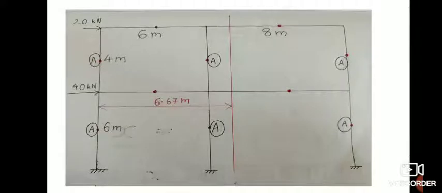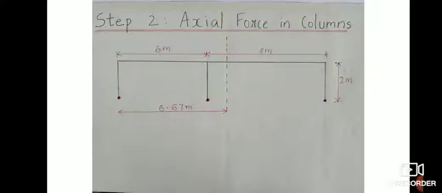I have marked it like this. Areas are equal, hinges are marked in the figure, area given, you have to find x bar and mark it in the figure. Okay, so the second step is you have to find the axial force in the column.